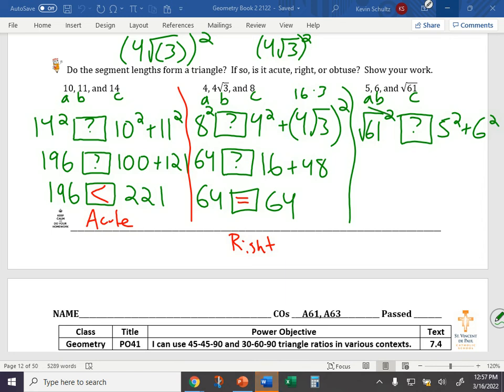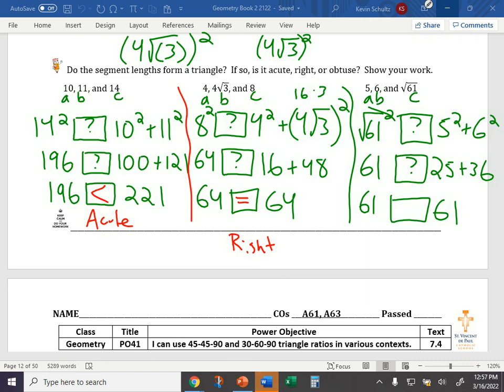61. The root and the power just cancel out, right? There's no coefficient to worry about here, so we don't have to be quite as careful as we did in the last one. But root 61 squared is 61. We're comparing that with 25 plus 36. Well, this is curious. I wonder why I did that. You'd think I would make one acute, one right, and one obtuse, but I guess I still surprised myself. 61 is equal to 61, therefore this is, again, a right triangle.